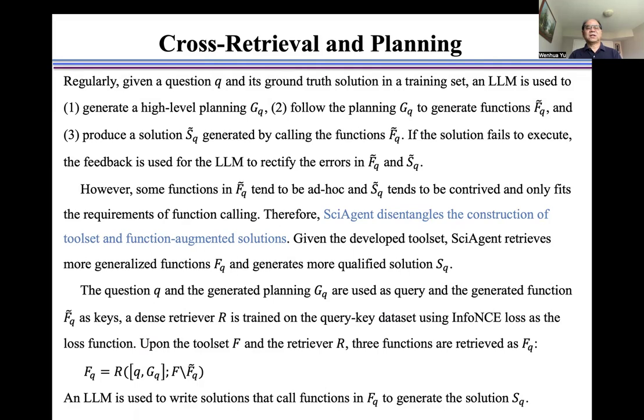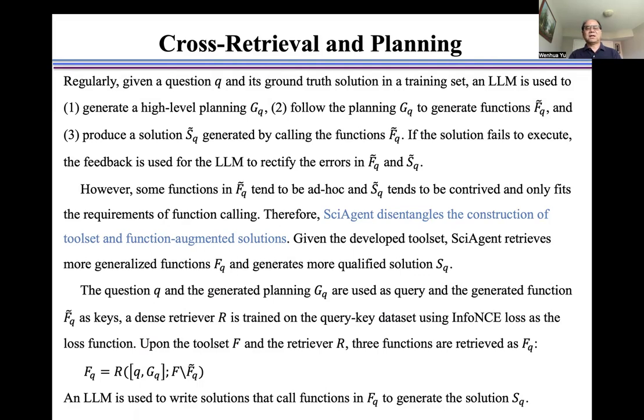However, some functions in FQ tilde tend to be ad hoc, and SQ tilde tends to be convoluted and only fit the requirements of function coding. Therefore, SciAgent disentangles the construction of the toolset and function-augmented solutions. Given the developed toolset, SciAgent retrieves more generalized functions FQ and generates a more qualified solution SQ.